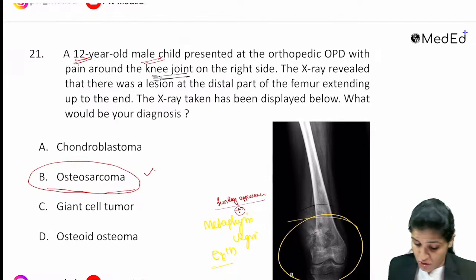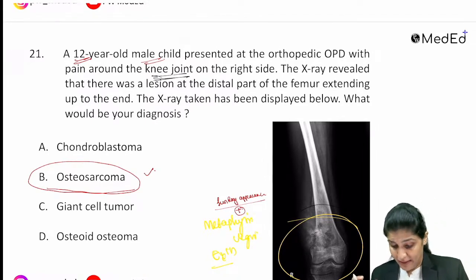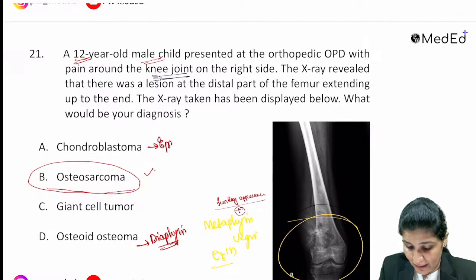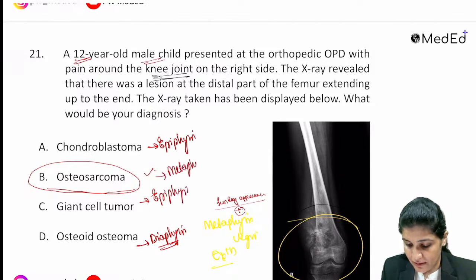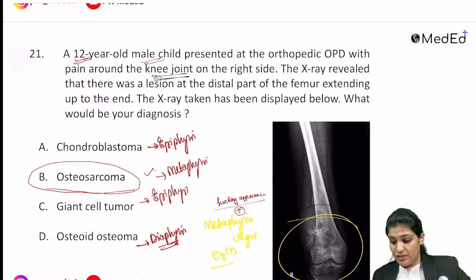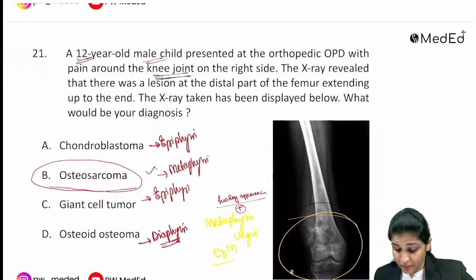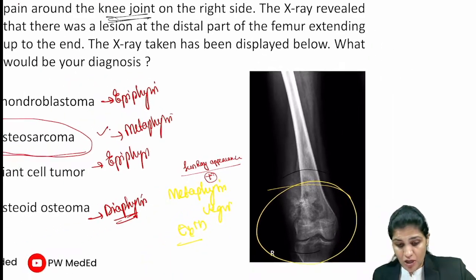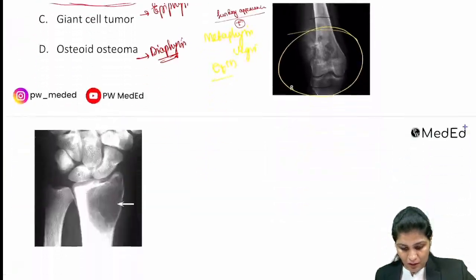So in case of osteosarcoma, you mainly see it in the metaphyseal region, and osteoid osteoma you mainly see in the diaphyseal region. Chondroblastoma is again in the epiphysis, and giant cell tumor is again in the epiphysis. So this is the metaphysis, right? So this is the osteosarcoma, right? And you can see the sun ray appearance here, right? So this is the thing.